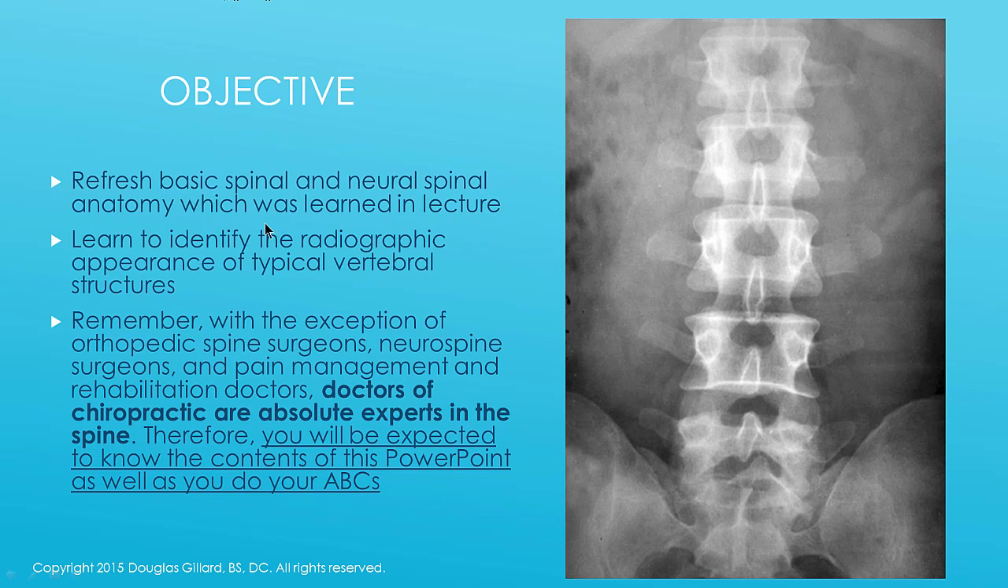So the object here is to refresh the basic spinal anatomy and neural spinal anatomy. We're going to learn to identify radiographic appearances of typical vertebral structures. And I always like to throw this in. Remember, we are experts. Doctors of chiropractic are experts in the spine, and we're right up there with spine surgeons and maybe PM&R doctors. I'd like to think that our training is well above that of a general physician. In fact, I know that to be true. So pay attention to this stuff because this is going to set you apart from the crowd.